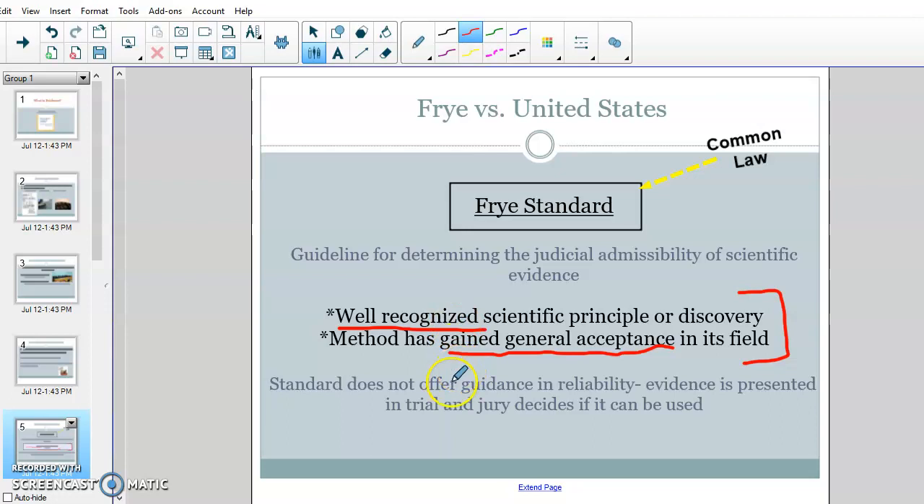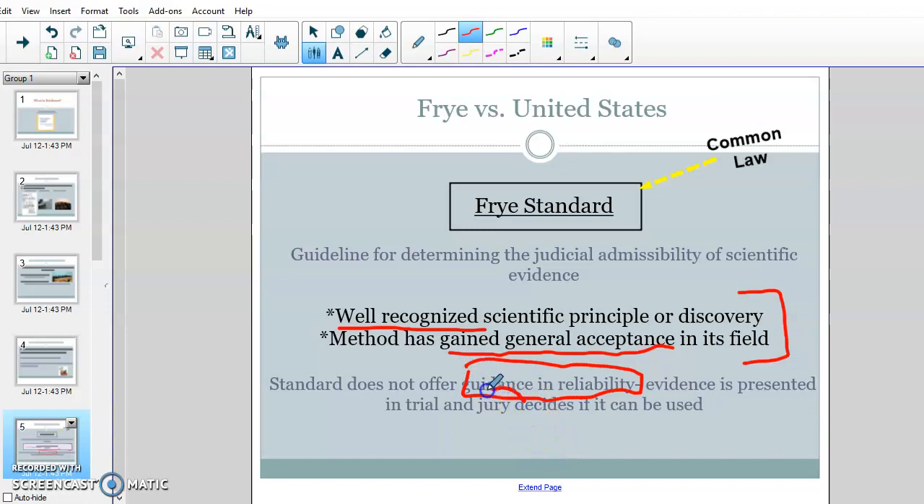Now, the problem with this is that, for an example, a lie detector test could be considered good science. A lie detector test is well recognized, and it gains general acceptance. People had used it for a long time. The standard doesn't offer any guidance in what we call reliability, meaning whether the test is valid or not, it just means it's being used a lot. And that was part of the problem.